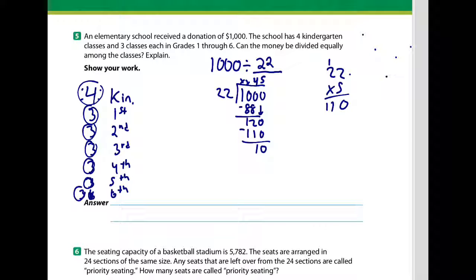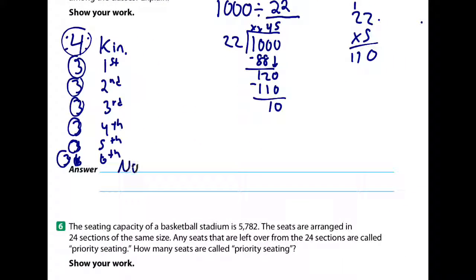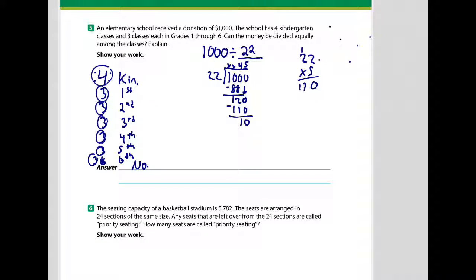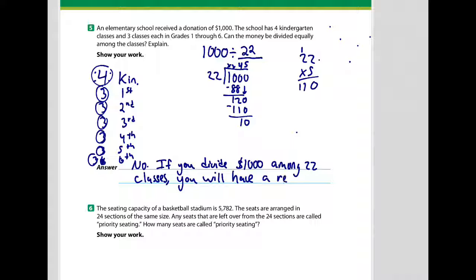So can the money be divided equally among the classes? That answer would be no. So when I explain it, I'm going to say, if you divide $1,000 among 22 classes, you will have a remainder. Okay, that's number 5. Make any corrections, pause the video if you need to.